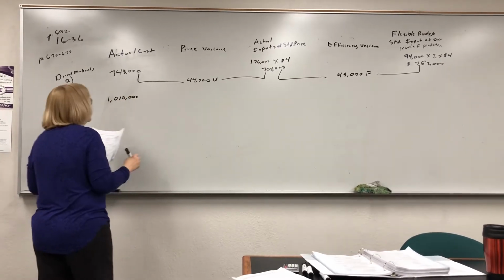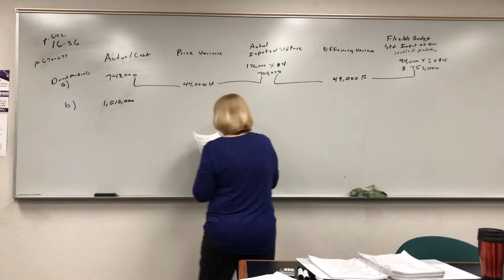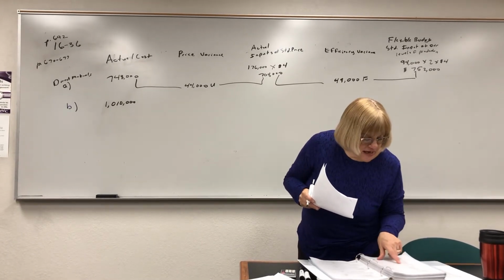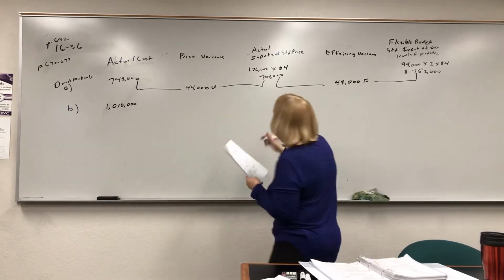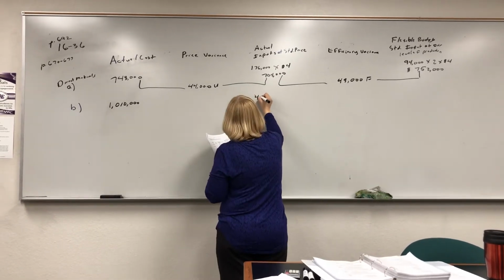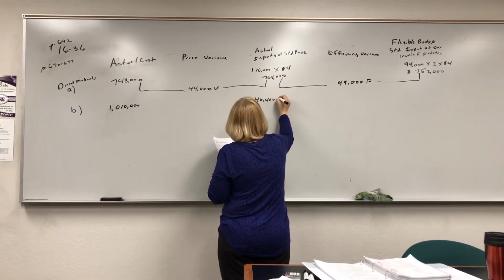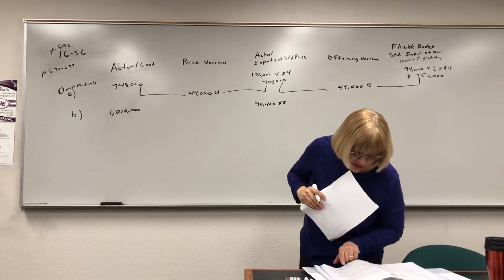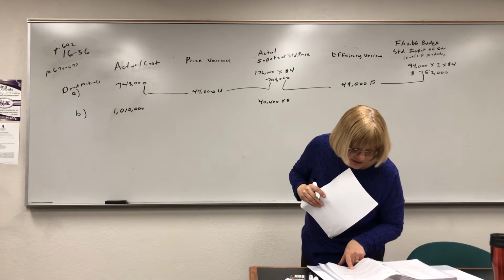That is our actual cost. Our actual inputs at standard price, it tells us we used 40,400 direct labor hours. Our standard price, it gave us back in 1634, is $24 an hour.